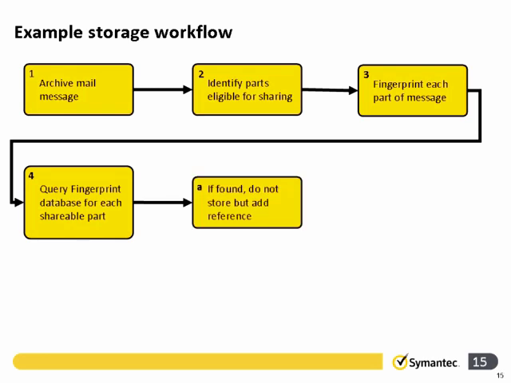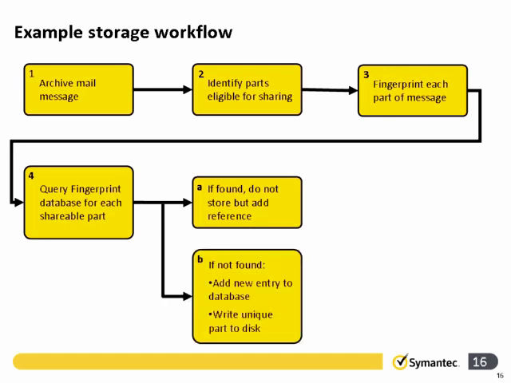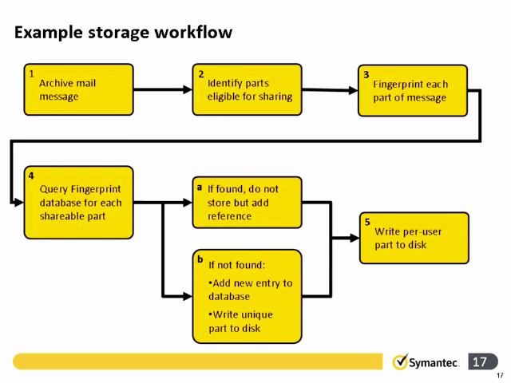If it finds a fingerprint entry for the one that it's generated, it assumes that particular item has already been stored. So instead of actually storing it to disk, it will just make a reference to it in the database, so that item will know that the shared item is already stored. If it doesn't find it in the fingerprint database, then it's going to have to store that item and make an entry for that fingerprint in the fingerprint database. And then the last thing we do is write that unique piece, or per user piece, to the actual disk itself.